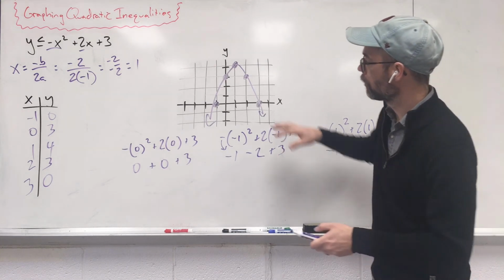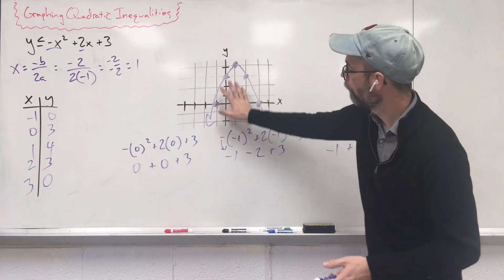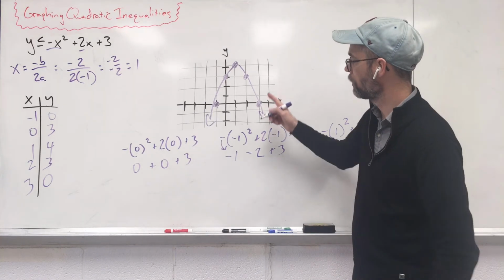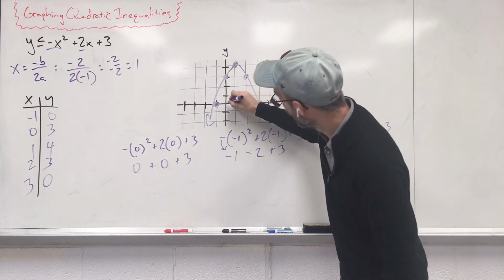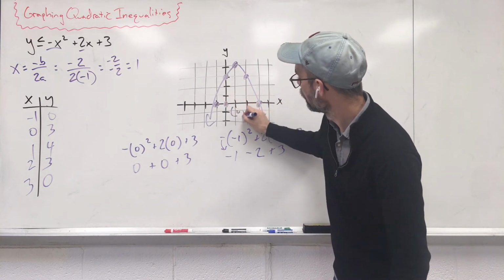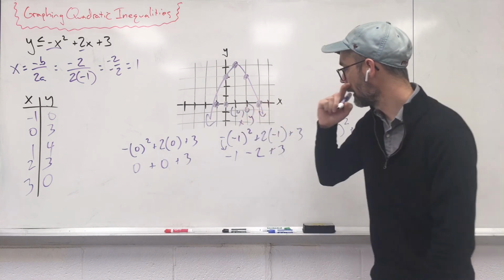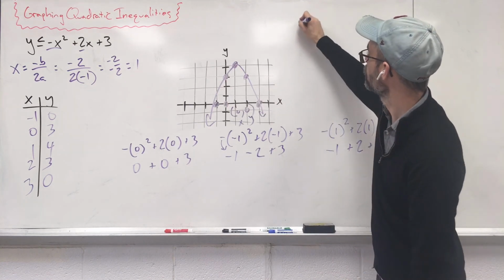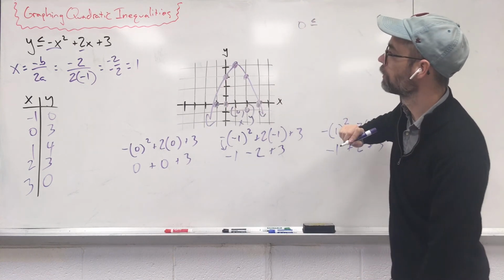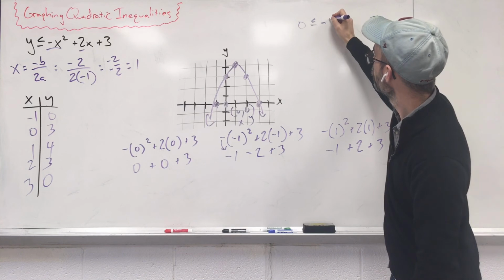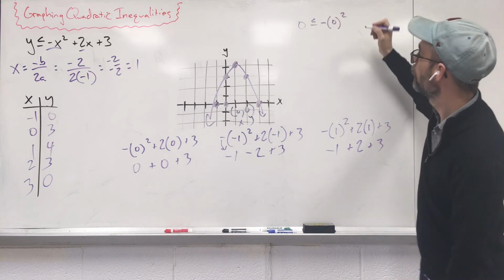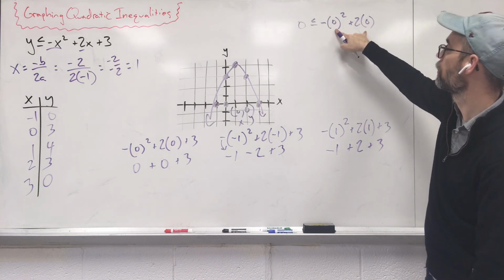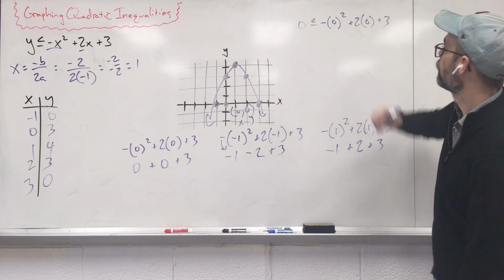In this case, it's either going to be shading everything on the outside or everything on the inside of the parabola. In order to do that, we need to pick a point, any point, as long as it's not on our line. I like to pick 0, 0 as my x and y. I'm going to substitute those in. Now my y half is 0, so I'm going to say 0 is less than or equal to negative 0 squared, plus 2 times 0, so my two x's are 0, make sure they get the same, and plus 3.